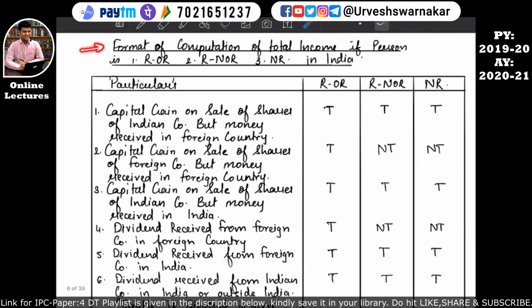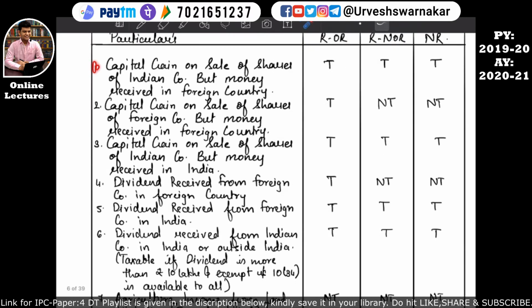This is the format of computation of total income if a person is a resident ordinary resident, resident non-ordinary resident or a non-resident in India. This kind of sum is there in the study material. You can see it over there. We will not solve those sums because we are already reading this format.